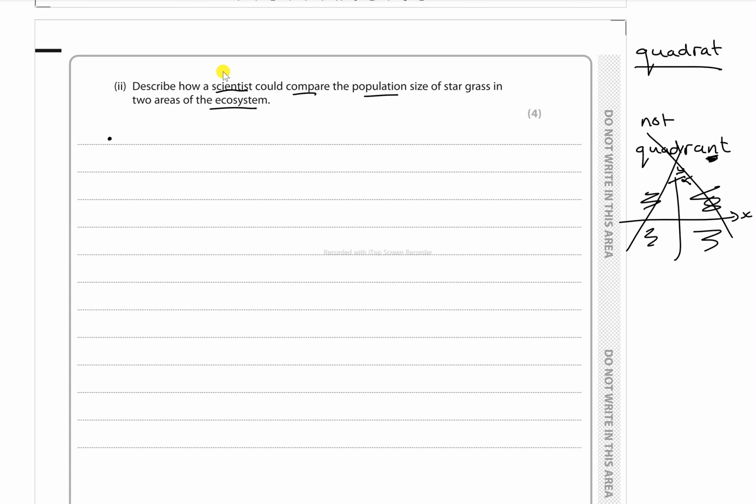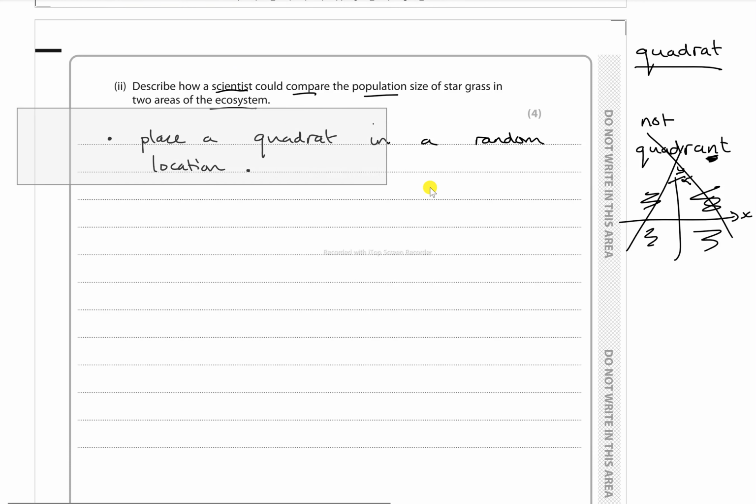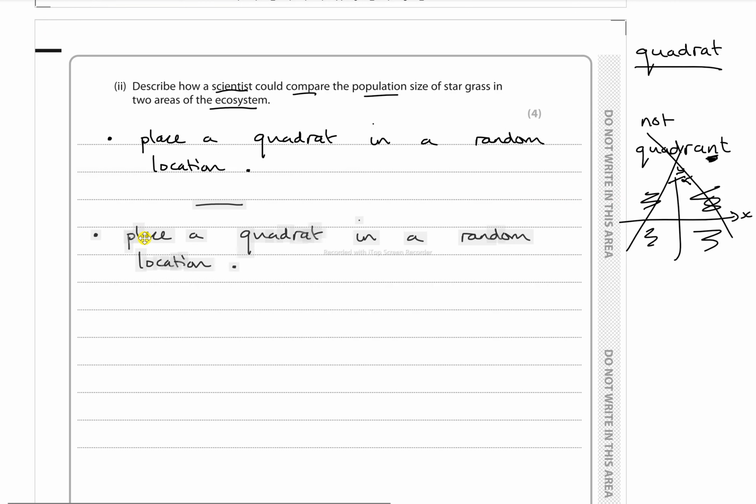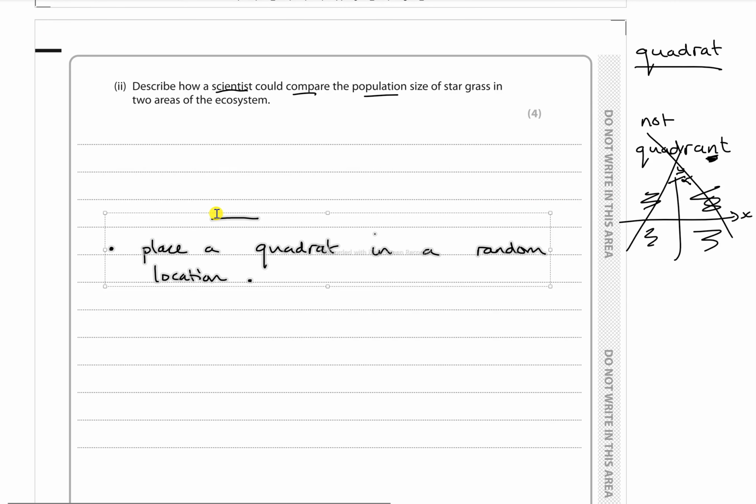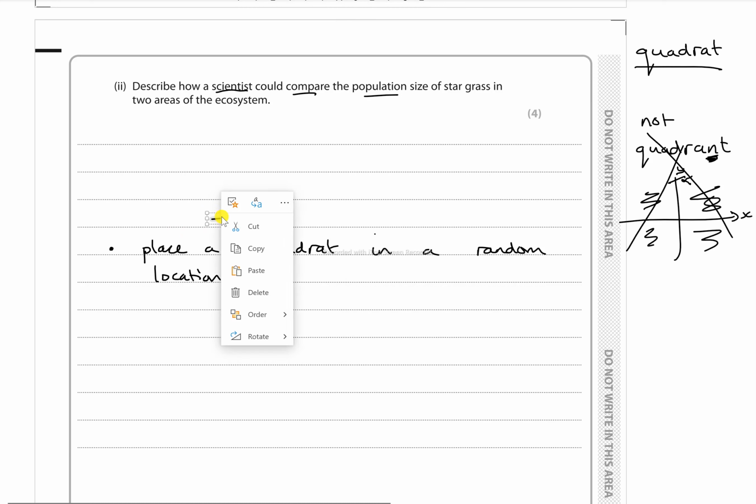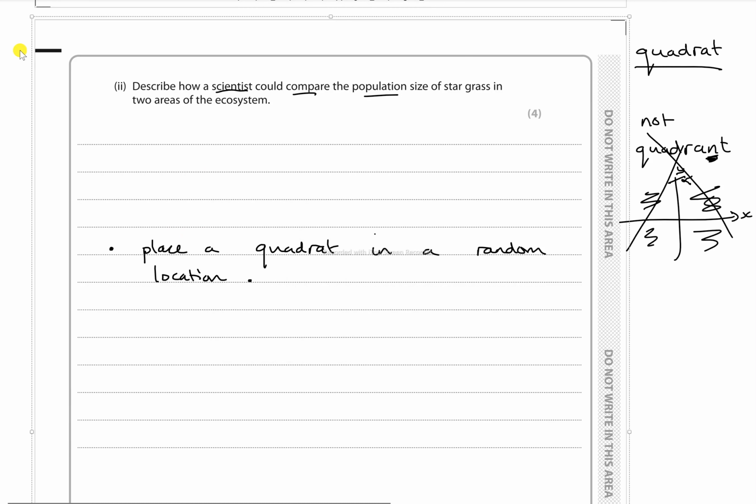Right, so place a quadrat in a random location. Right, do you know what I'm going to do is, I've started off that badly, so what I'm going to do is do that, move that down. Let's be professional. Right, let's start that here.